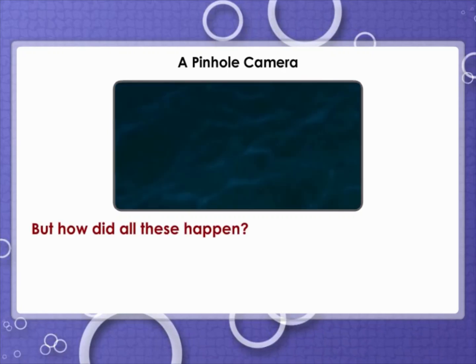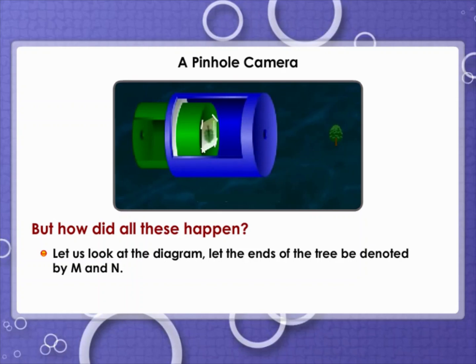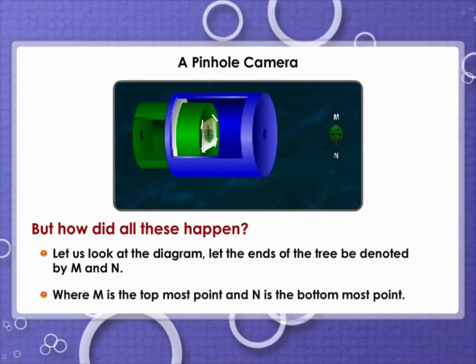But how did all these happen? Let us look at the diagram. Let the ends of the tree be denoted by M and N, where M is the topmost point and N is the bottommost point.